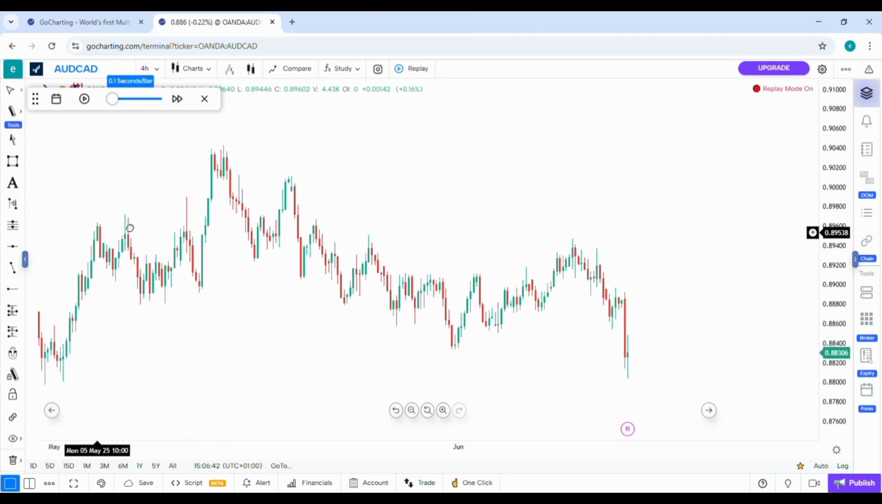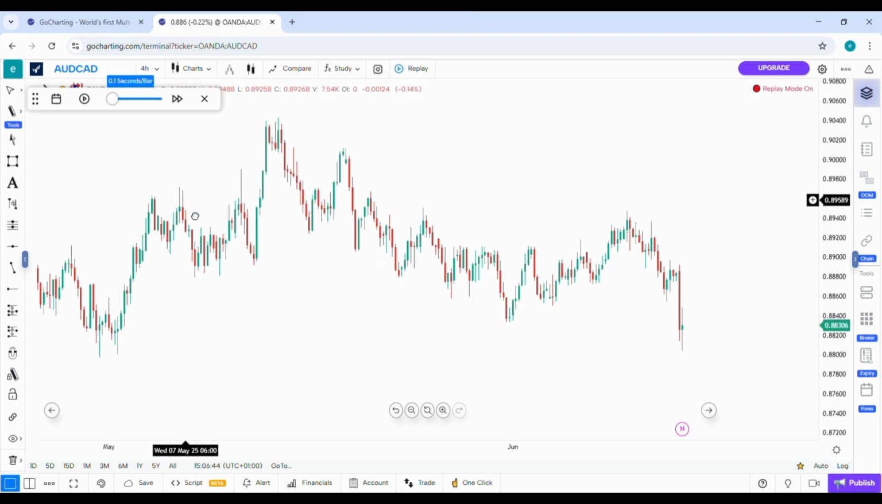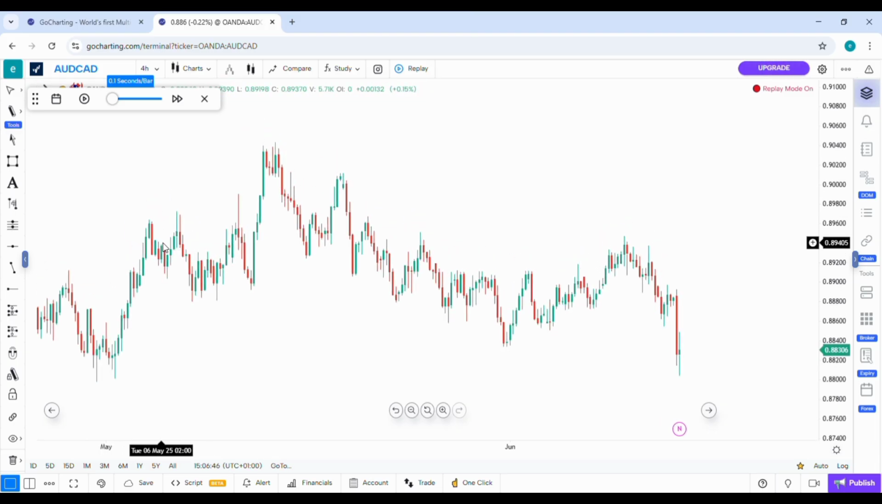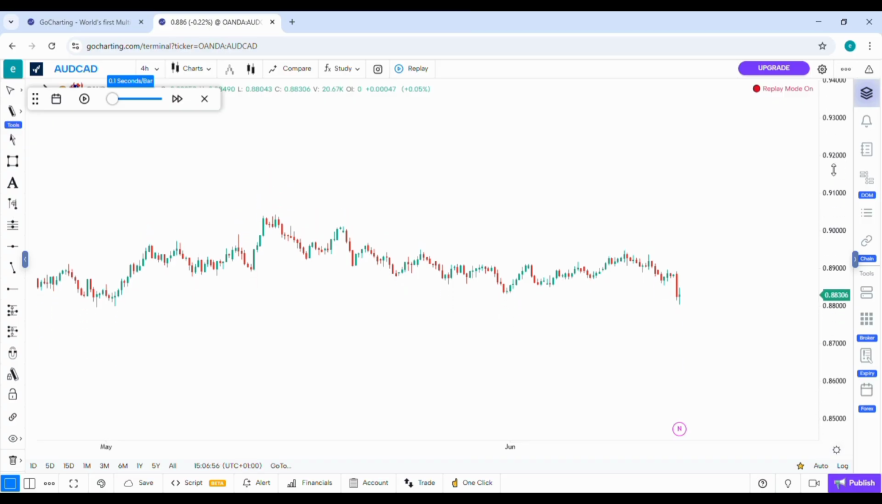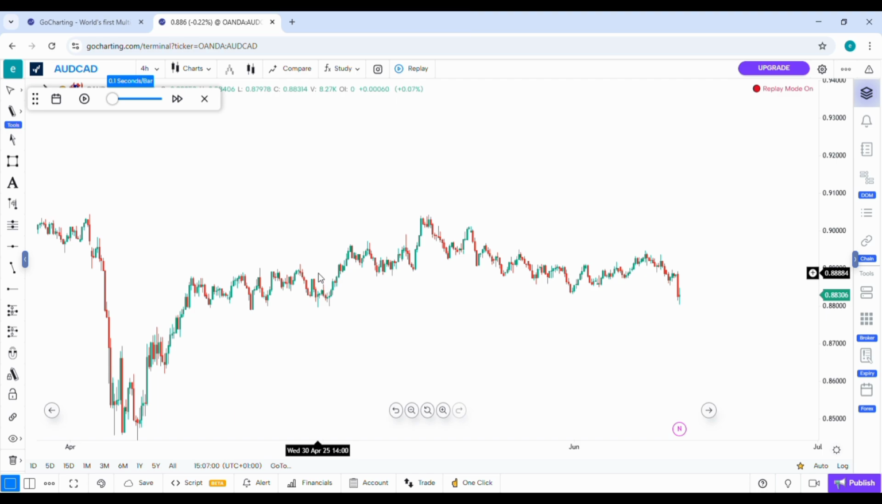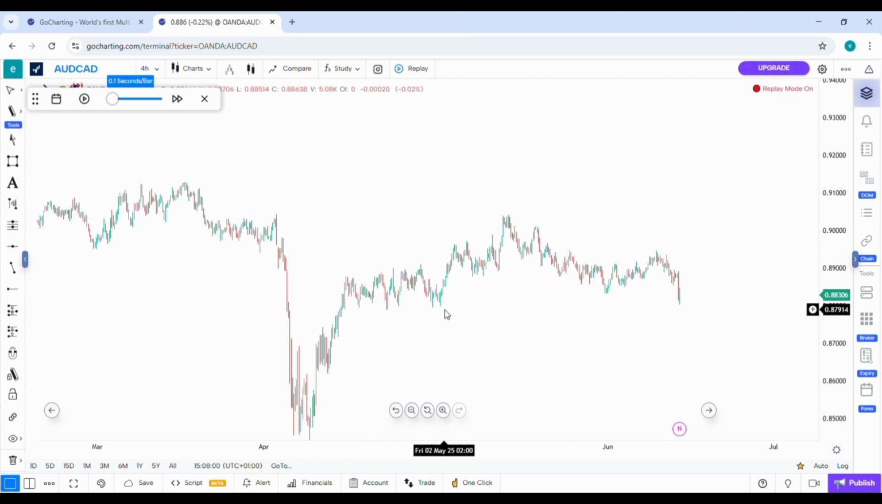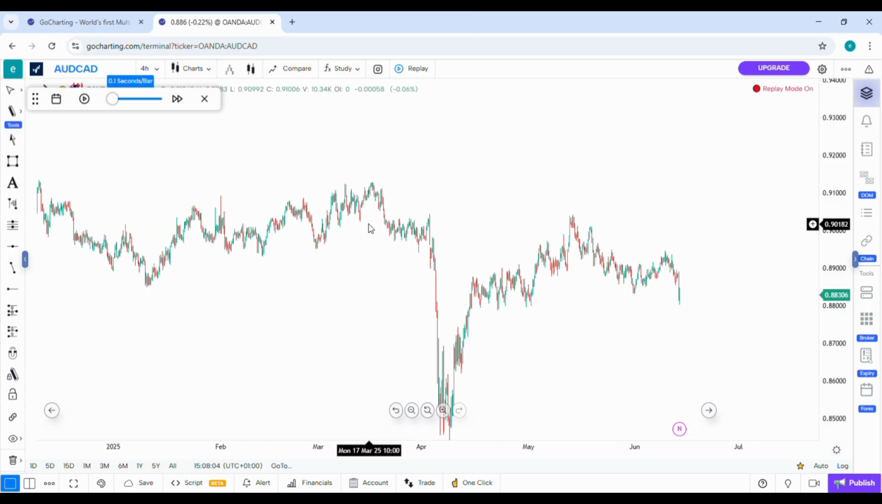Now, this is the AUD card. For example, today is Tuesday and I want to trade AUD card. First of all, what I need to do is to read the market price action. Reading the market price action is like looking at the bigger picture of the market. Understanding the market price action is what you also need as a forex trader.